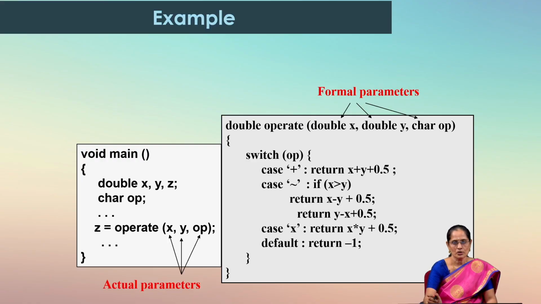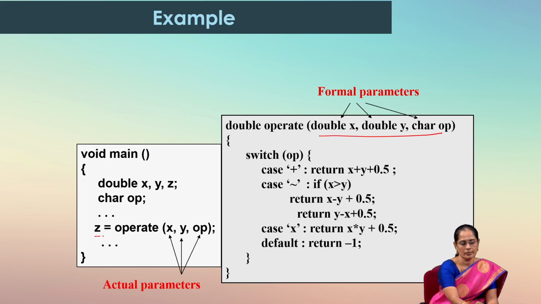Here we can see an example taking more than one formal or actual parameter. This function takes 3 parameters: the first 2 are of double type and the third parameter is of char type. The first 2 parameters should go in position with the function call. So, this is a function call statement. Here you can see operate(x, y, op).